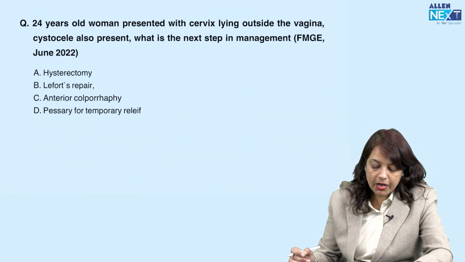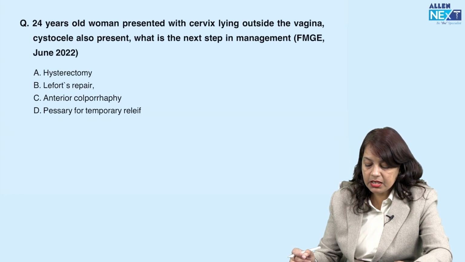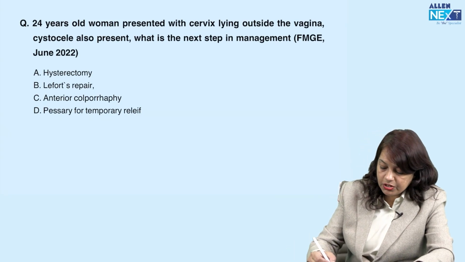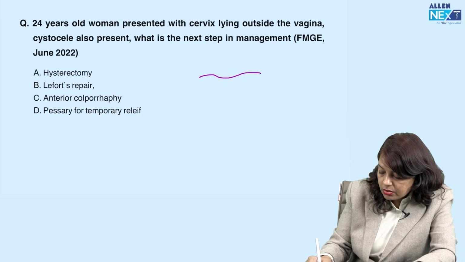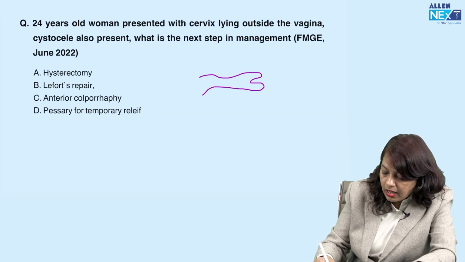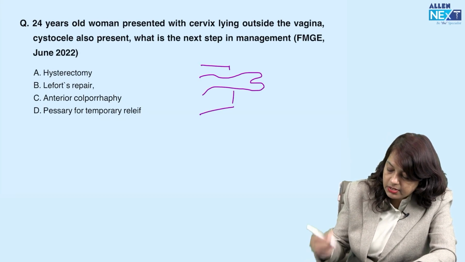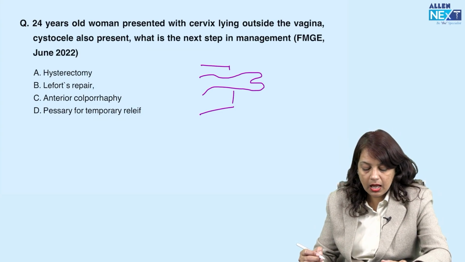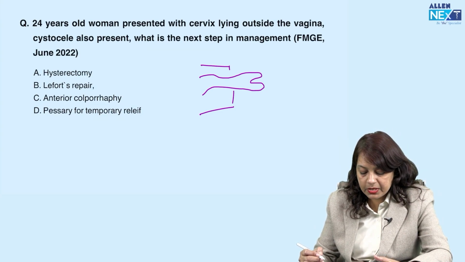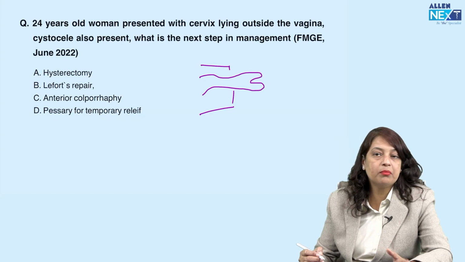Next, a 24-year-old woman presented with cervix lying outside the vagina. Okay, so the cervix is lying outside the vagina. This is the vaginal introitus, and there is a cystocele present. What is the next step in management?